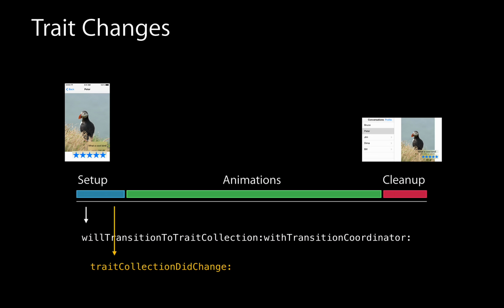However, that's not the end of the story. We still have these animation and cleanup stages. And you can actually use the will transition to trait collection method to tie into those as well. The transition coordinator that you get passed in this method has an animate alongside method that allows you to add your own animation blocks to this transition that will get run along with the transition's own animations, for example, the rotation in this case. There's also a way to add your own completion blocks that will get run inside of the cleanup stage. So let's take a look at where we might use these two specific callbacks.